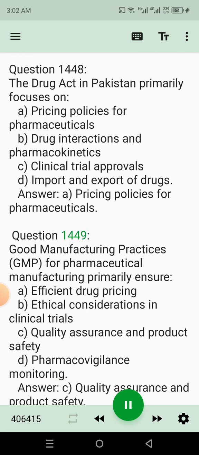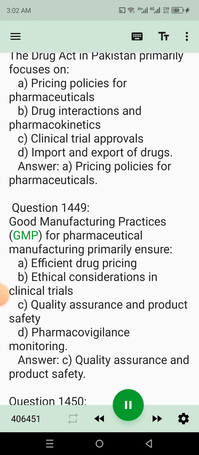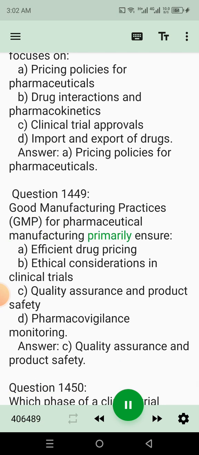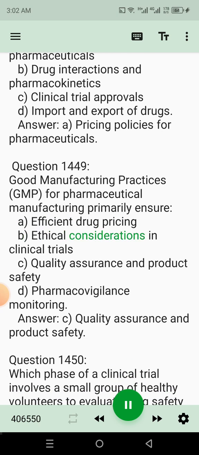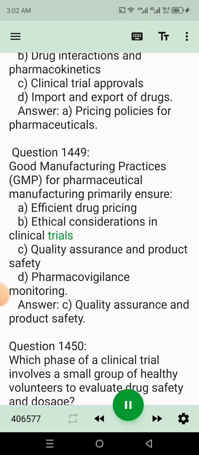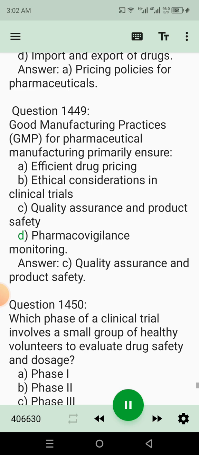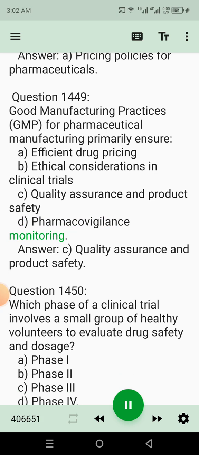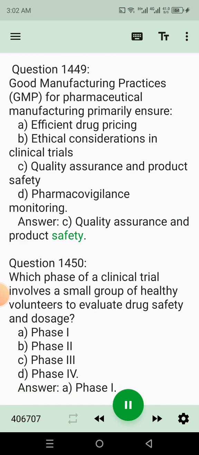Question 1449. Good manufacturing practices (GMP) for pharmaceutical manufacturing primarily ensure A. Efficient drug pricing. B. Ethical considerations in clinical trials. C. Quality assurance and product safety. D. Pharmacovigilance monitoring. Answer. C. Quality assurance and product safety.